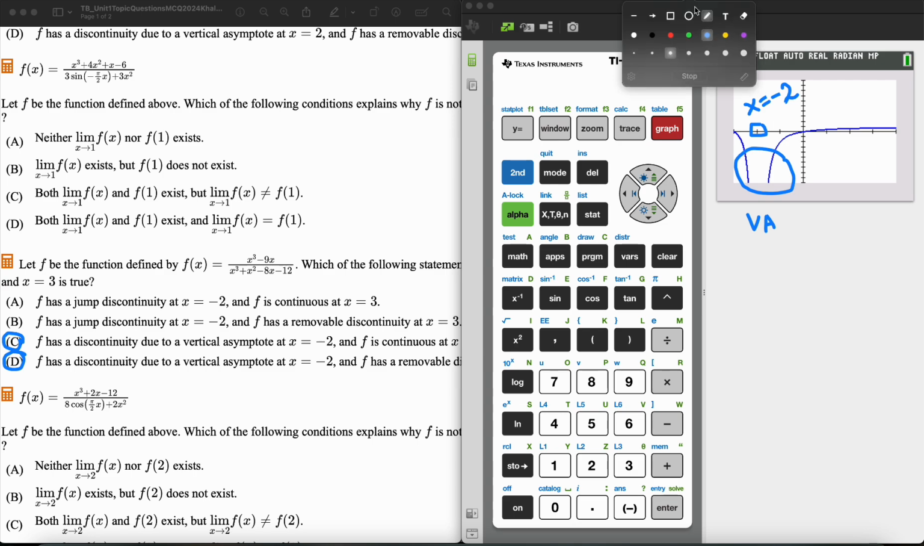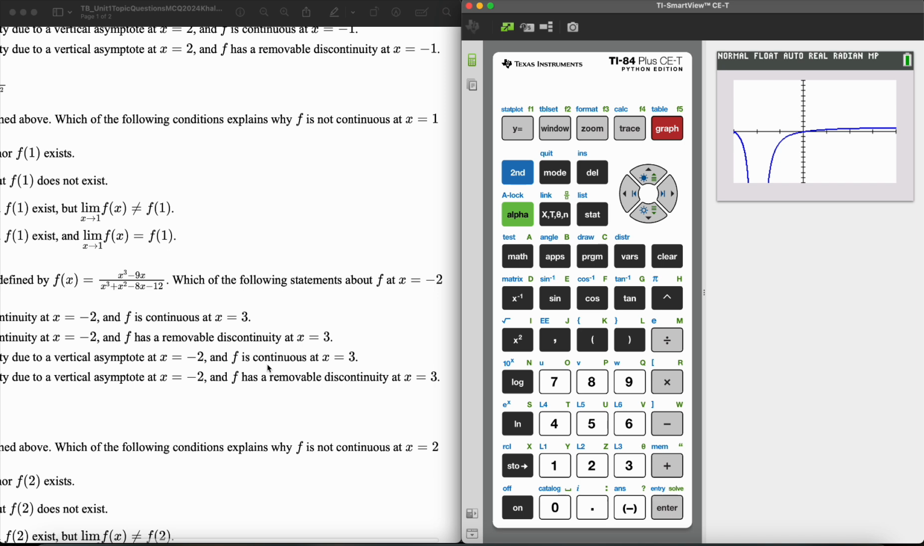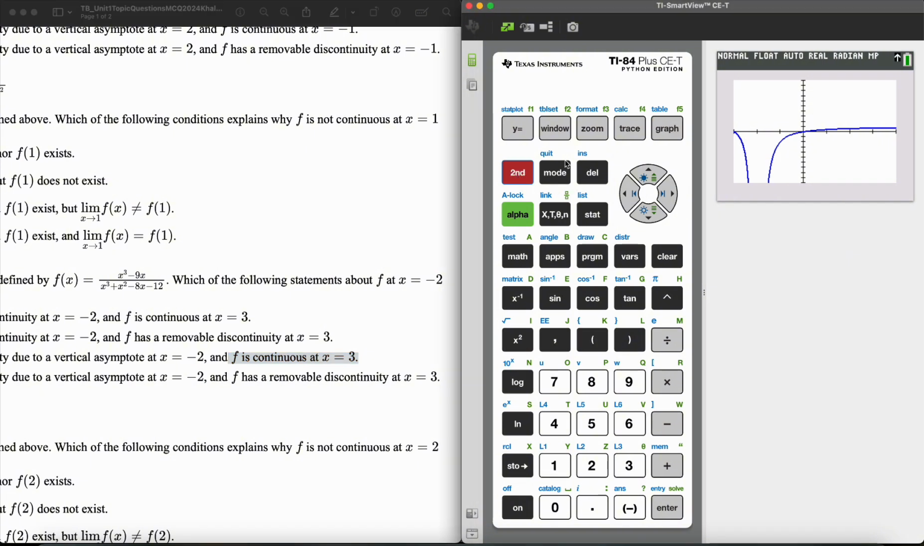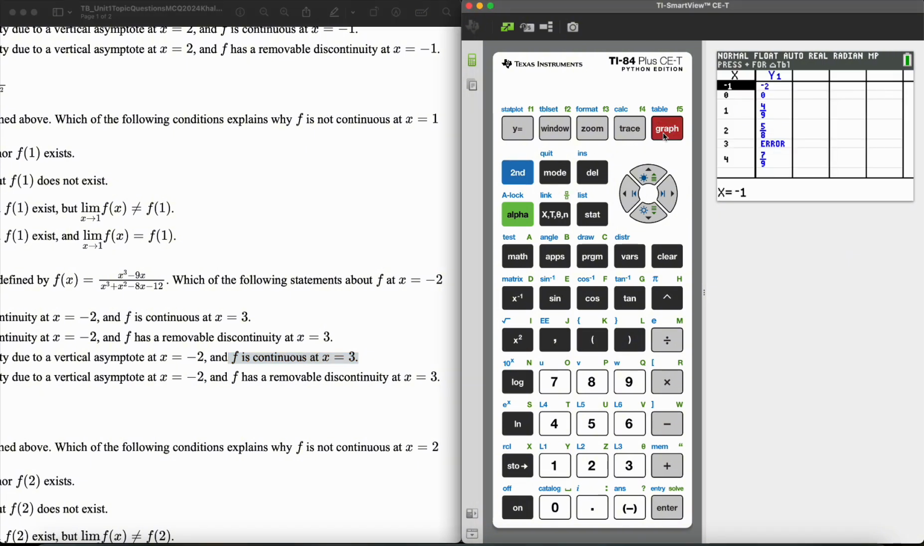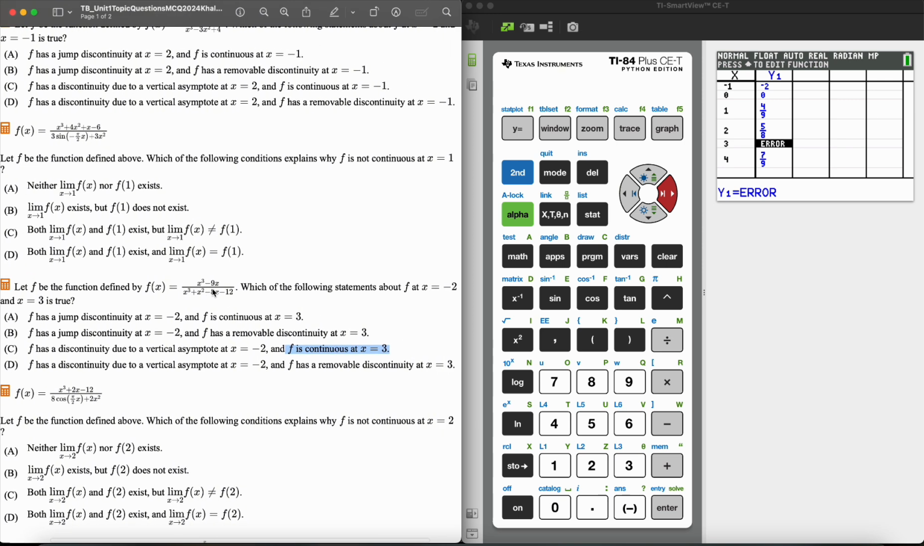Okay. Now, let me see. At f of 3, if f is continuous, then when I look at the table, I should not see any error. I'm going to go to the second table. When x is 3, I do see error. That means my function is not continuous at 3. It's not. And so my answer is going to be choice D.